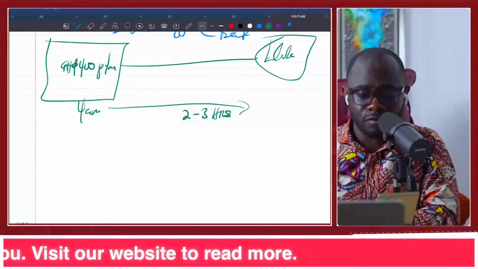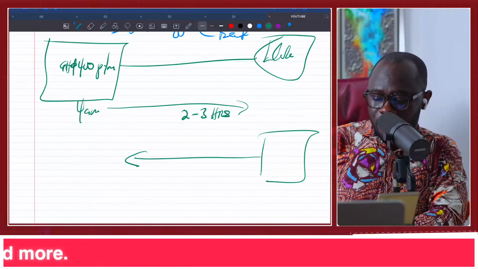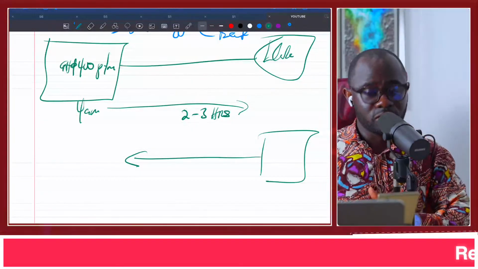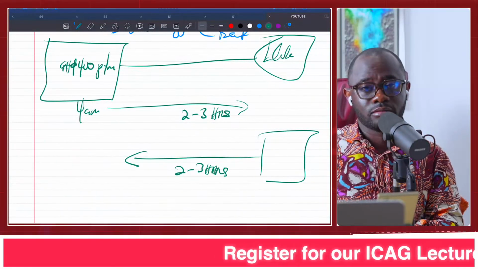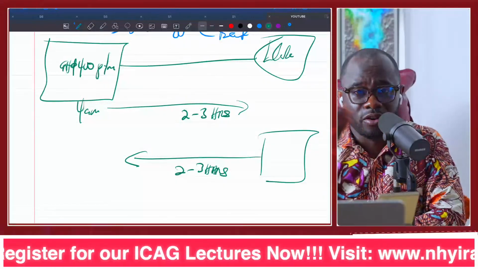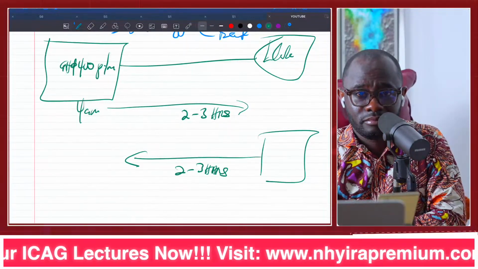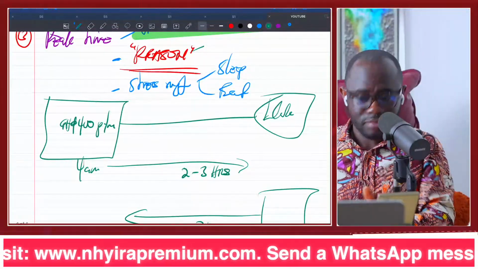When they close from work, the same thing. They're going to be stuck in traffic coming back home, and they're going to spend close to the same amount of time, 2 or 3 hours. Listen, if you don't take care, you will die before your time. This is too much stress that you are going through.